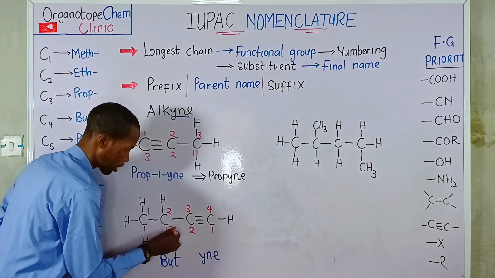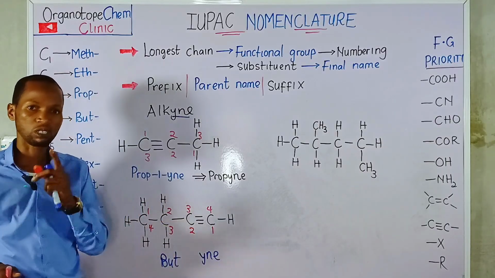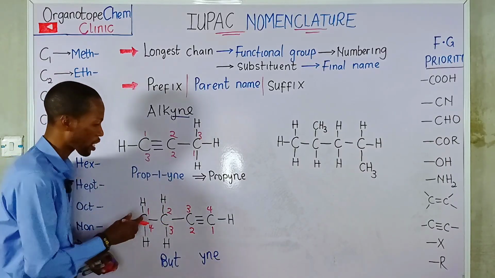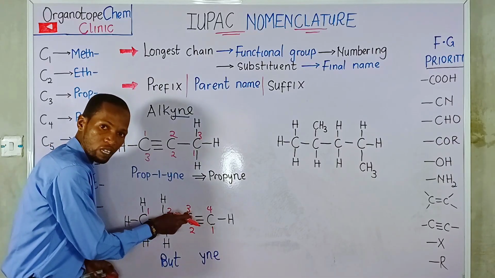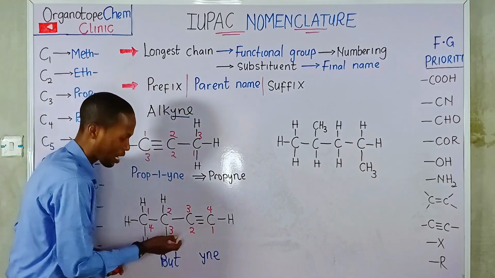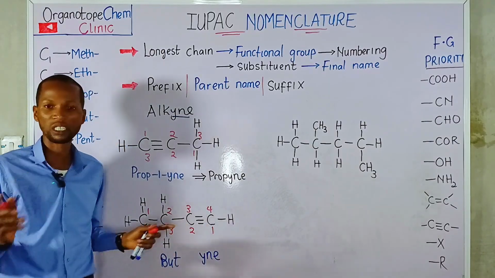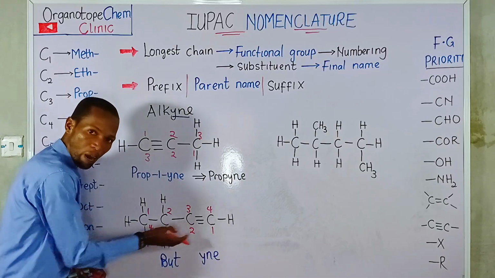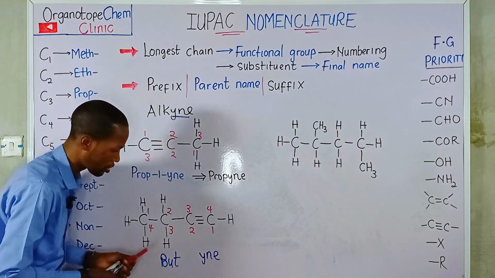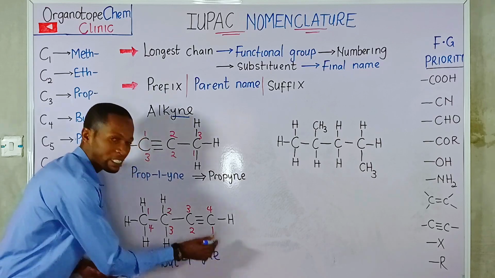1, 2, 3, 4. We are expected to assign the least numbering to the functional group. So if we count in the forward direction, we are going to have the triple bond on carbon 3. But when we count in the backward direction, we are going to have the triple bond on carbon 1. So which one is correct? Forward or backward numbering? That's right, we have the backward numbering right here. So it is found on carbon 1. So we have but-1-yne.